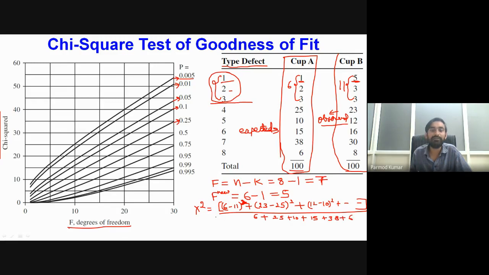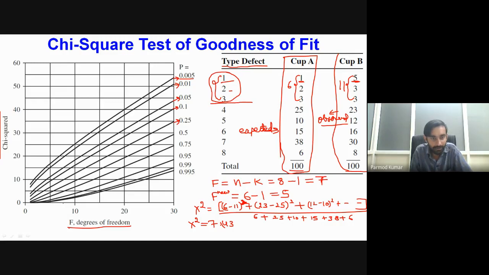From here, if you calculate the value of chi-square, it will come out to be somewhere close to 7.143. Now corresponding to this chi-square value of 7.143 and corresponding to degrees of freedom of 5, we have to find out the probability. So now let us see this graph over here.